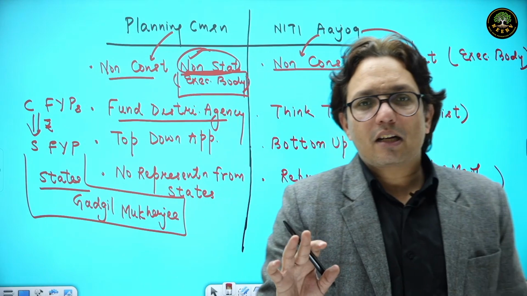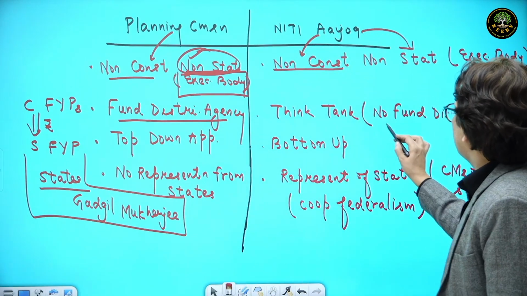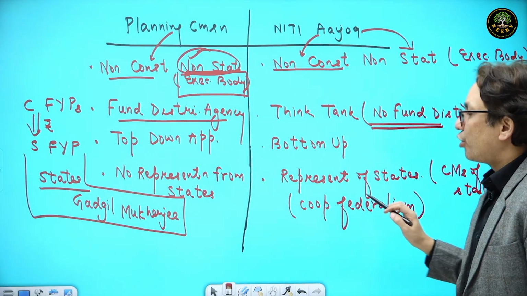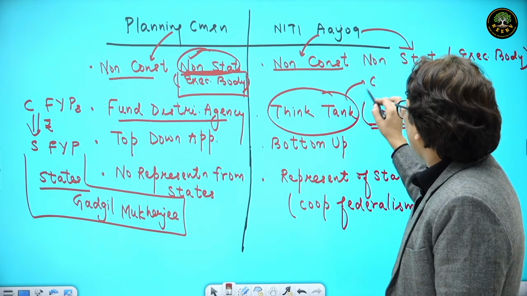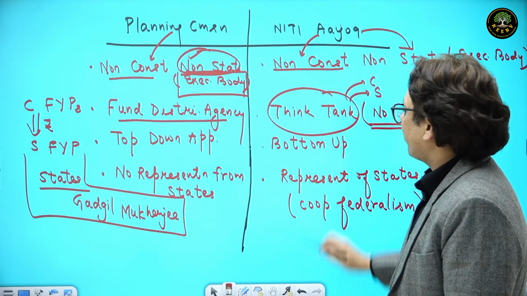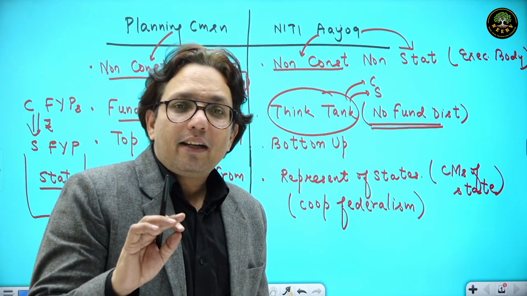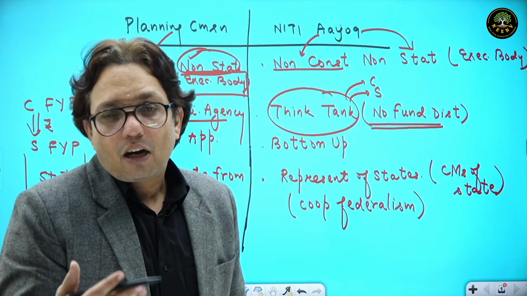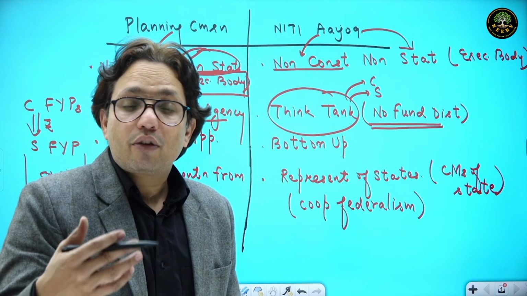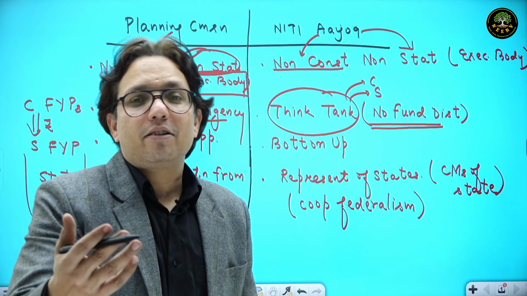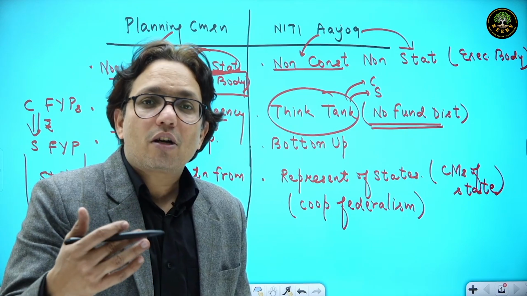So basically, Planning Commission was a fund distributing agency, but NITI Aayog is not indulged in fund distribution. It is just a think tank for the government, for the central government as well as for the state governments. If the central government has a problem, if the state governments have a problem, then NITI Aayog would bring innovative ways how those problems can be sorted out. NITI Aayog has actually focused on, I would say, competitive federalism, where it has brought indices where the states are able to compete with each other.